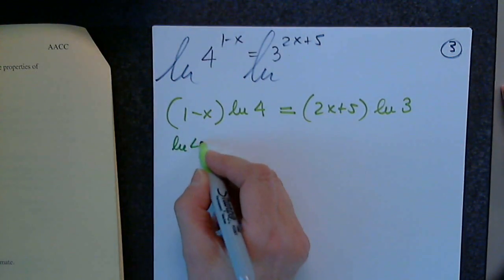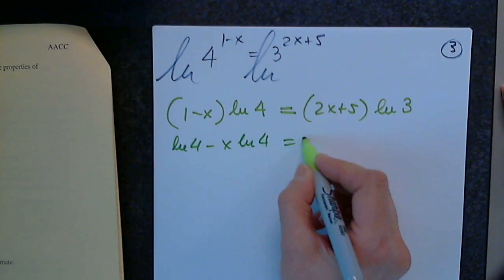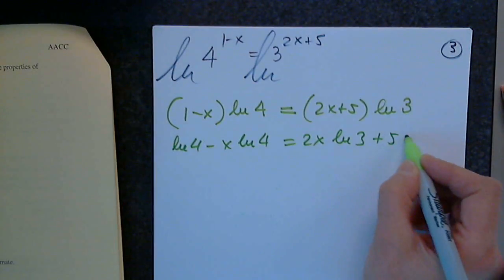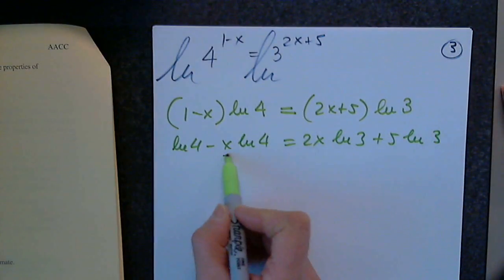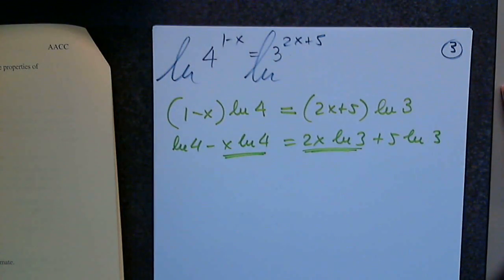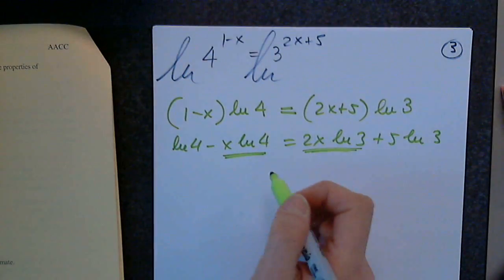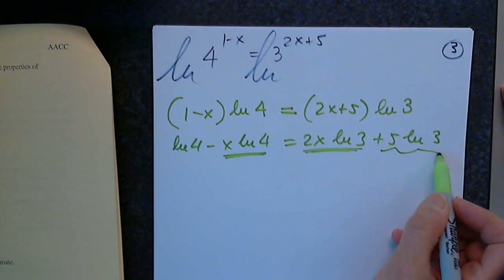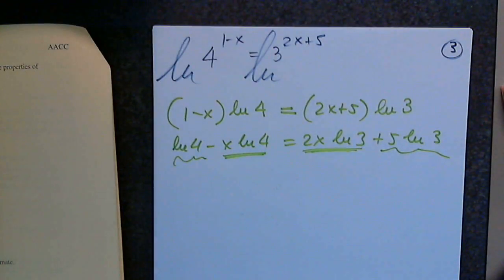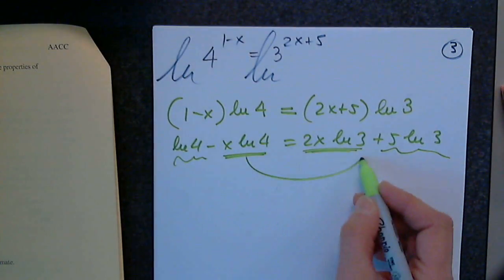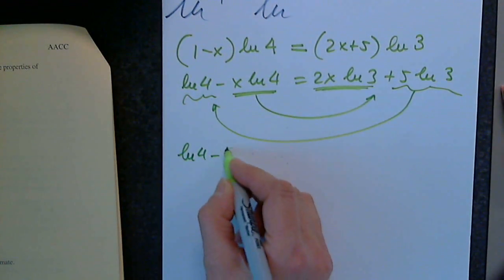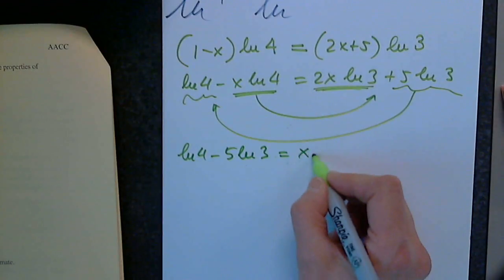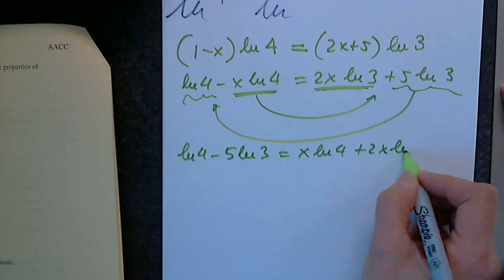So natural log 4 minus x natural log 4 equals 2x natural log 3 plus 5 natural log 3. So these two have to be on one side, and these have to be on the same side. So I'm going to move this here. So natural log 4 minus 5 natural log 3 equals x natural log 4 plus 2x natural log 3.